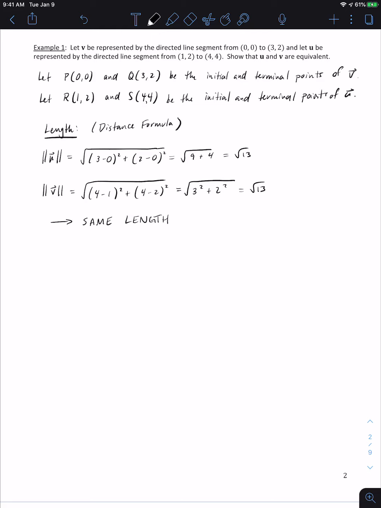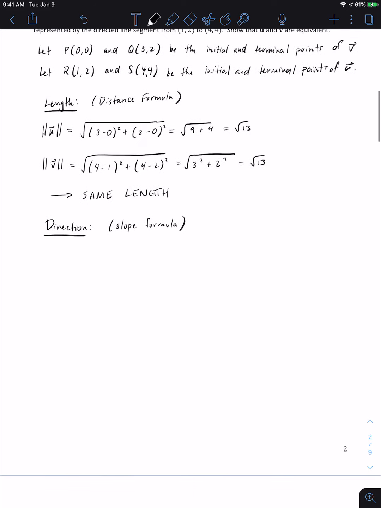How are we going to show the same direction? The way we're going to show direction is by just looking at the slope of the line segments, because the slope of the line segments will tell us what direction they go. Each of these line segments is just two points, so we're able to just take the slope between those two points. So we're looking at the slope of U.